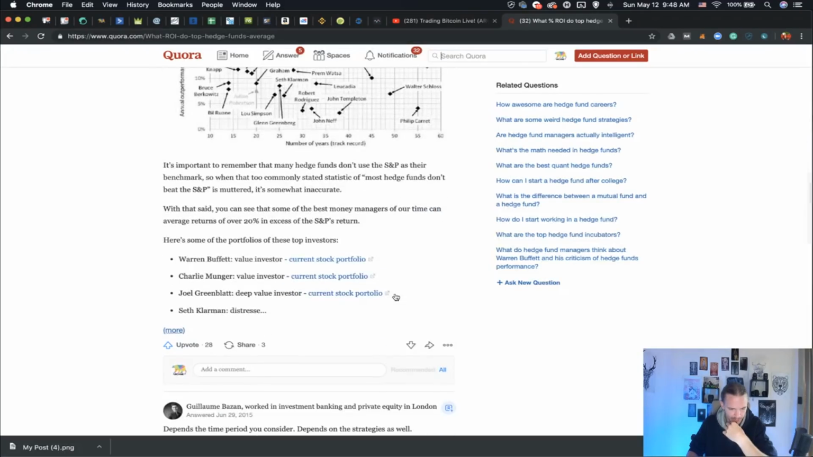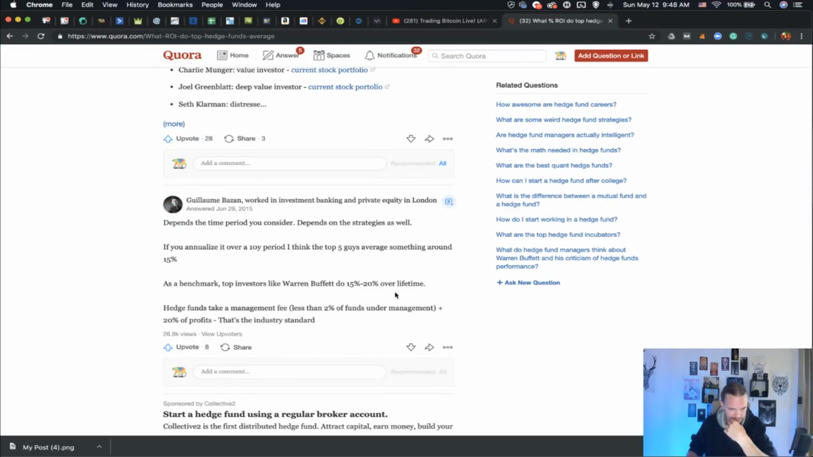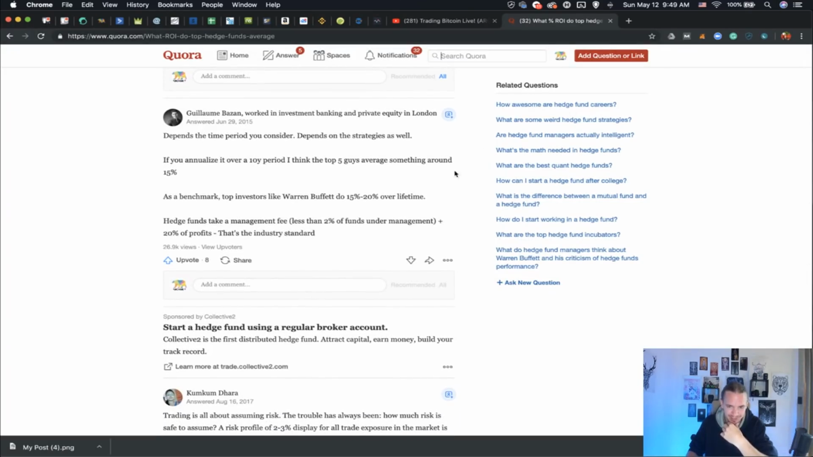No easy answer here. If you annualize it over a 10-year period, I think the top guys are averaging 15% on a 10-year period. It says nothing about a daily return or even a weekly. I mean, if you're averaging weekly at 2% at 52 weeks, you're at 120% a year. You're killing it.